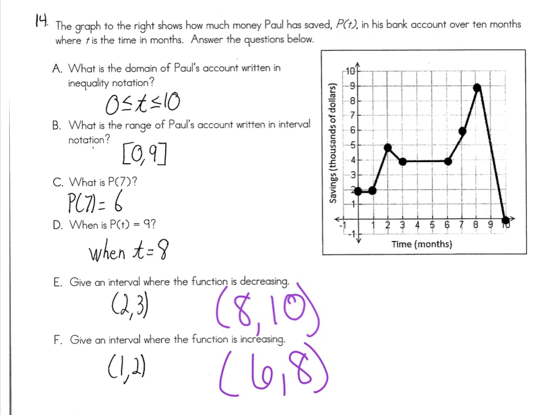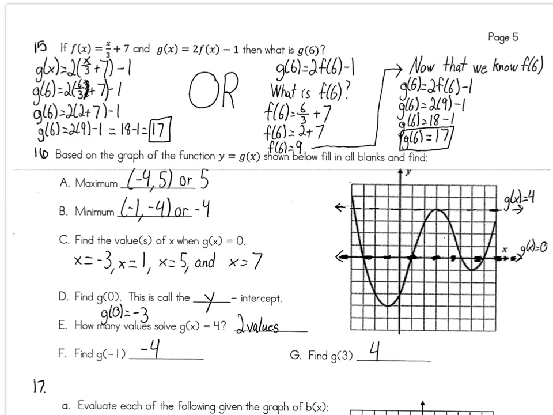So this could be either or. You didn't have to have both of them. Okay, so 15 is a little crazy. Let me talk you through it. I'm not going to address this just yet. Let's talk about what we did here.